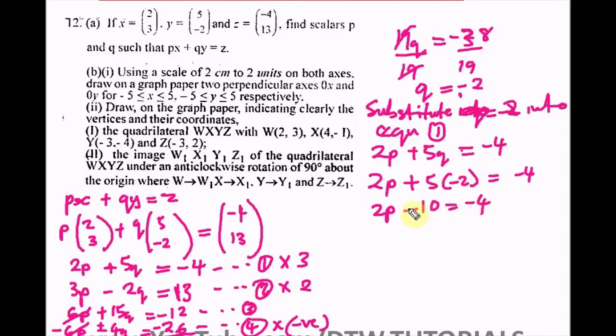So from here, take -10 to this side. We have 2p is equal to -4 plus 10. And what is -4 plus 10? That is 6. So we have 2p is equal to 6. Divide both sides by 2. We have p is equal to, 2 in 6 will go 3 times. So our scalars p and q are: p is equal to 3 and q is equal to -2. So this is our answer.